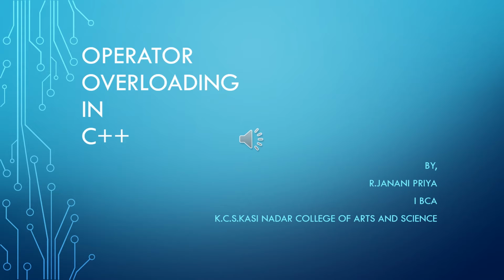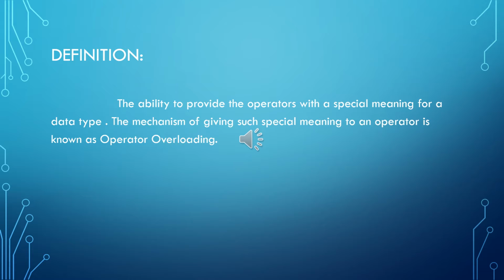In this video, we are going to see operator overloading in C++. First of all, we have to know what is operator overloading. The ability to provide the operators with a special meaning for a data type. The mechanism of giving such special meaning to an operator is known as operator overloading.